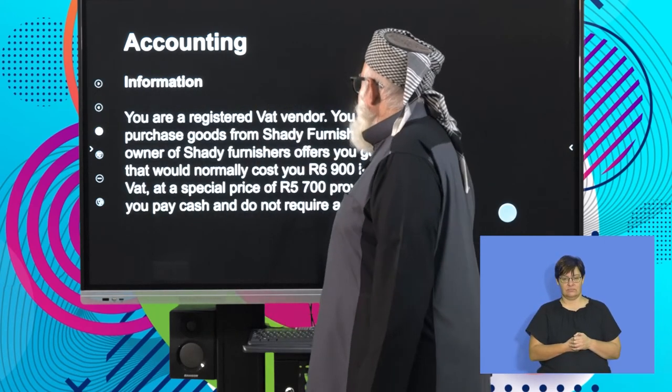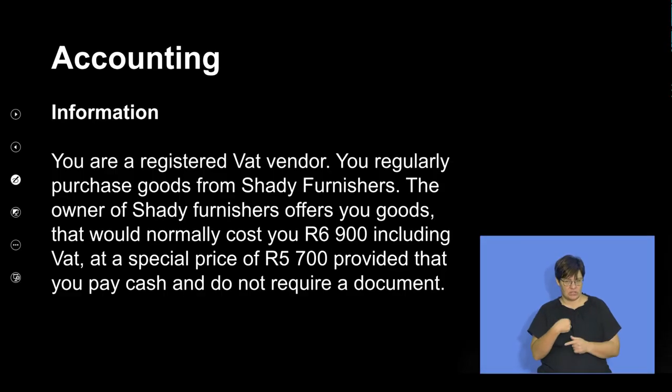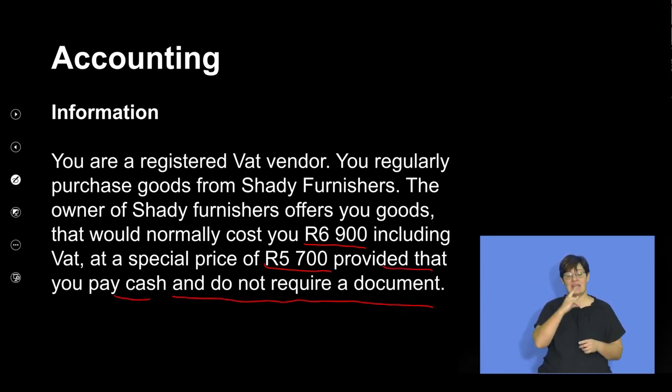You are a registered VAT vendor. You regularly purchase goods from Shady Furnishers. The owner of Shady Furnishers offers you goods that would normally cost you 6,900, including VAT, at a special price of 5,700, provided that you pay cash and do not require any documentation. Right. Who are we dealing with? Shady Furnishers. The name tells you something.